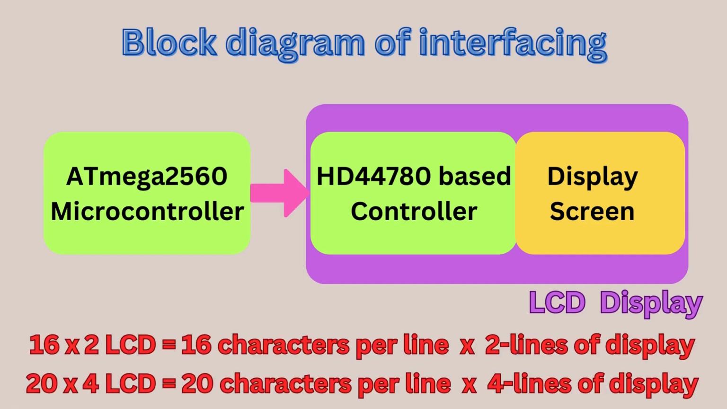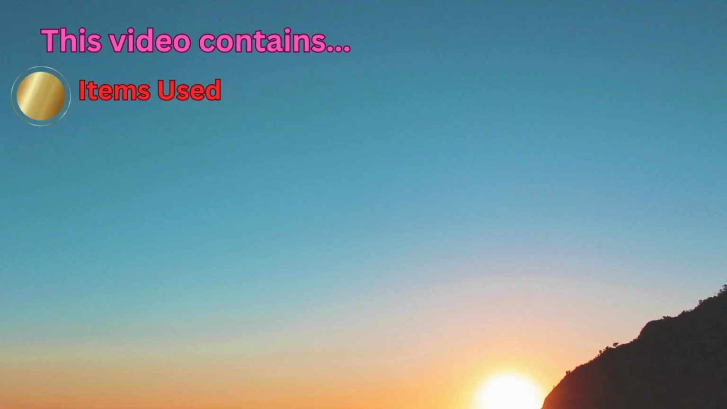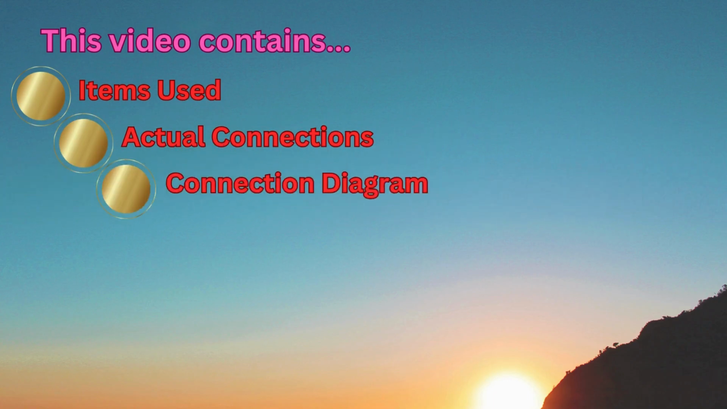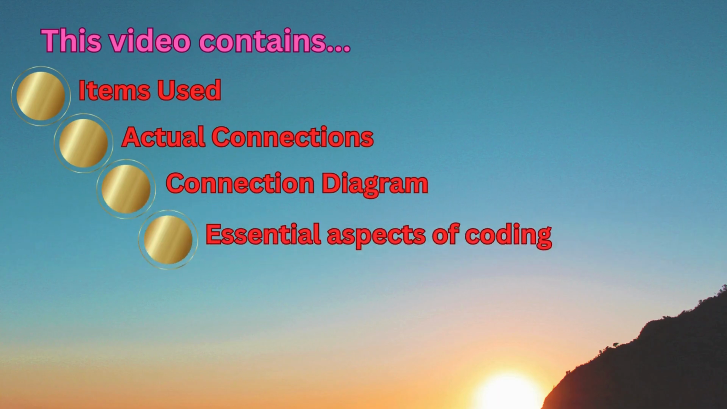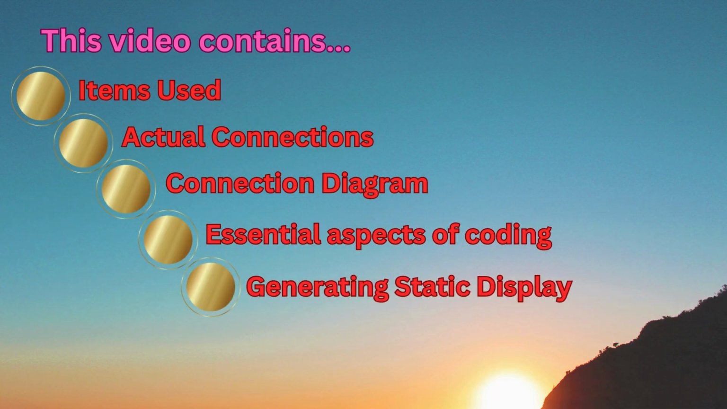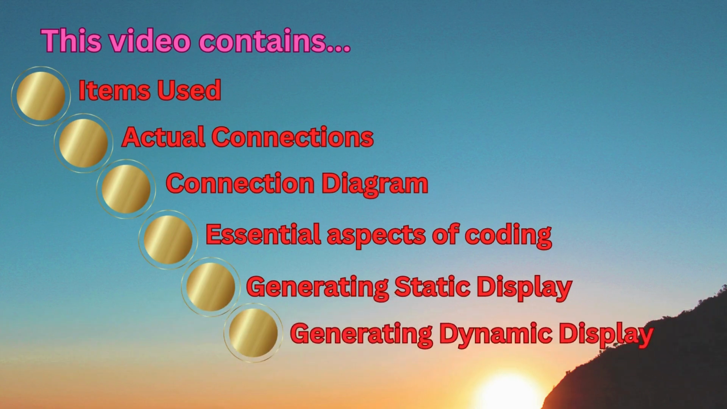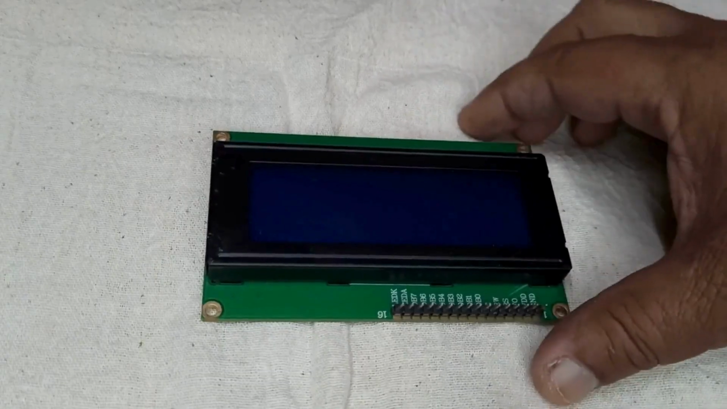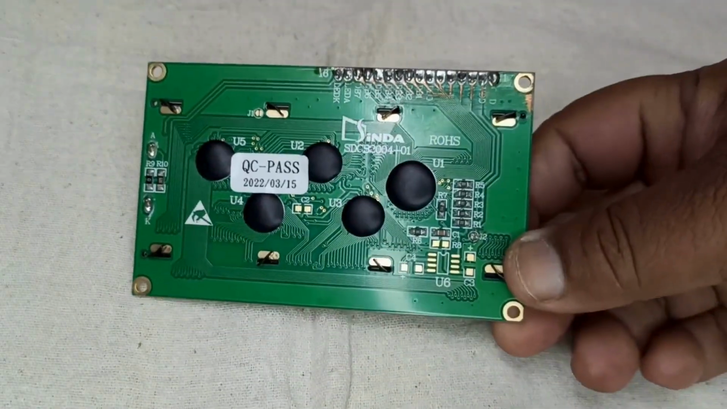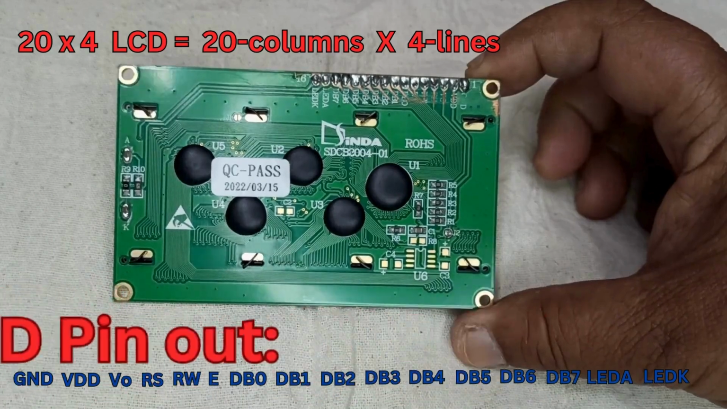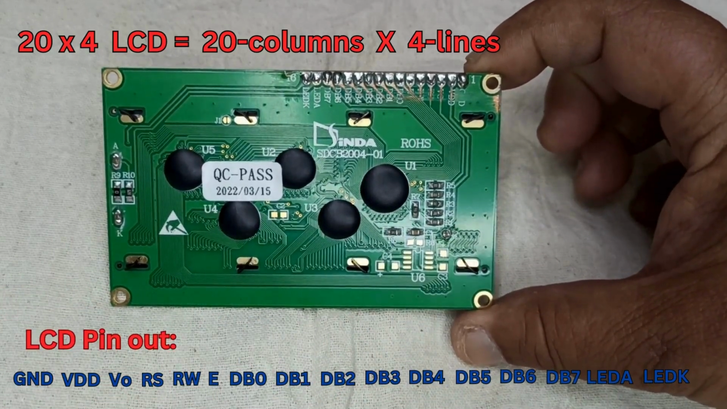The present video contains items used in our development, actual connections in demonstration, the relevant connection diagram, essential aspects of coding, method of generating static display over screen, and the display changing dynamically. Here is the look and pinouts of one 20x4 LCD module. It is fabricated over a PCB.